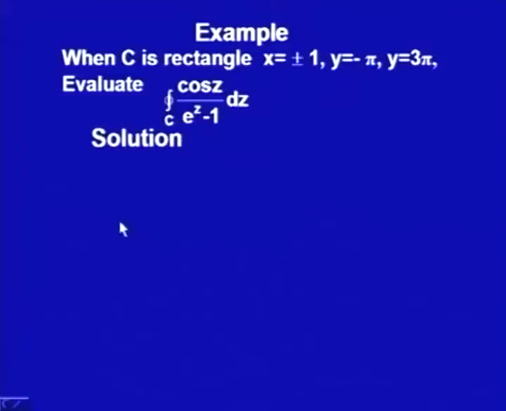Try to solve it. First, see this function cos z upon e to the power z minus 1. Cos z is an entire function. In the denominator, I do have e to the power z minus 1. So, this function would not be analytic, or would have singularities, at all those points where e to the power z is 1.